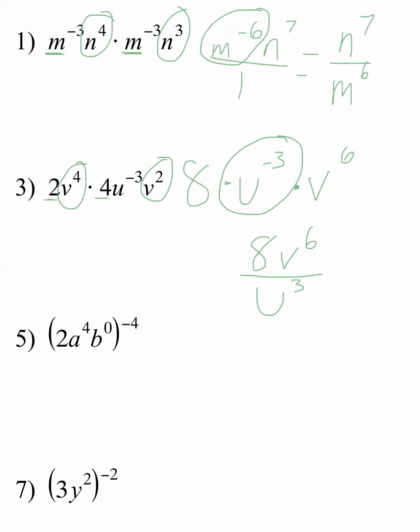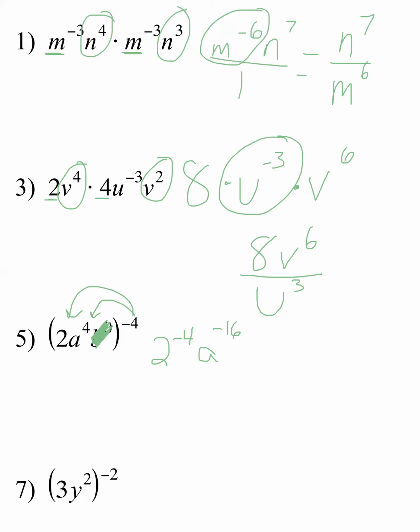Let's try number 5. One thing I noticed right away is that I have that b to the 0 in there. I can just cross it out because it turns into a 1. I don't even need to deal with it. Okay, so I'm going to give everybody this exponent of -4. So that's going to be 2 to the -4th, a to the -16th. All right, everybody with a negative exponent has to move.